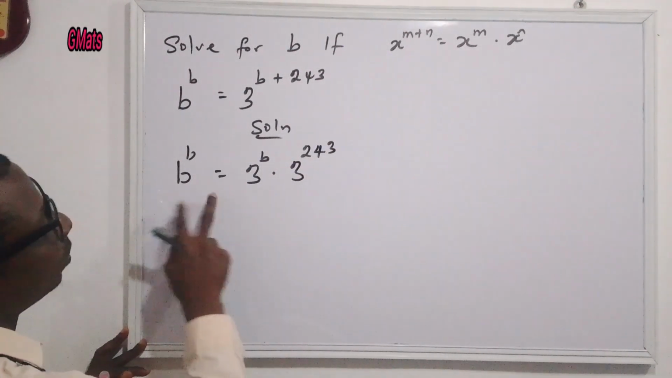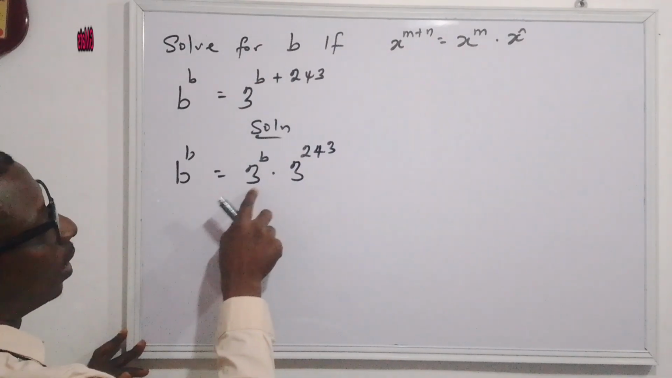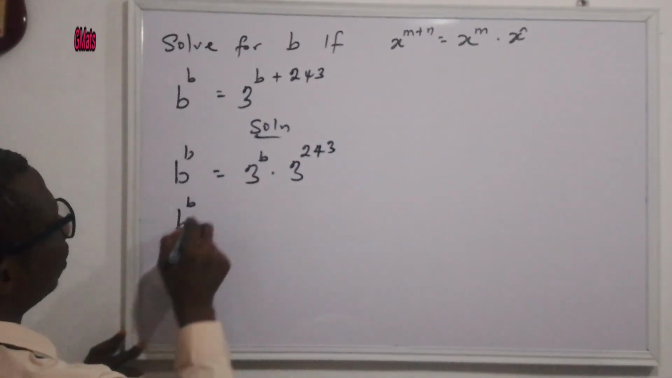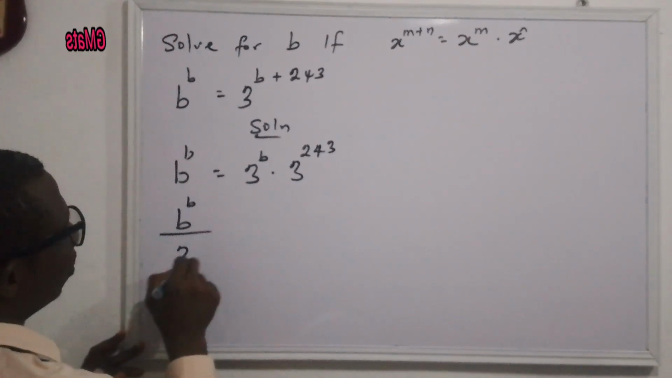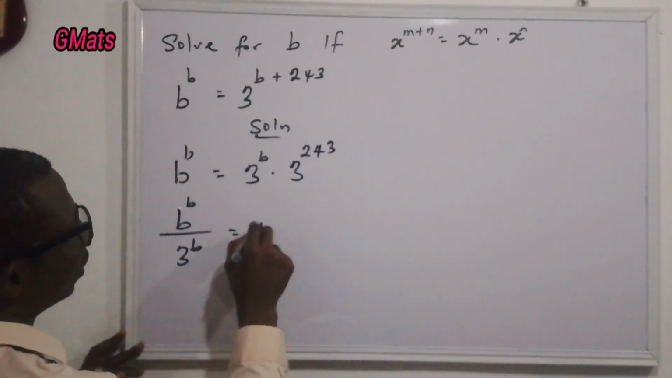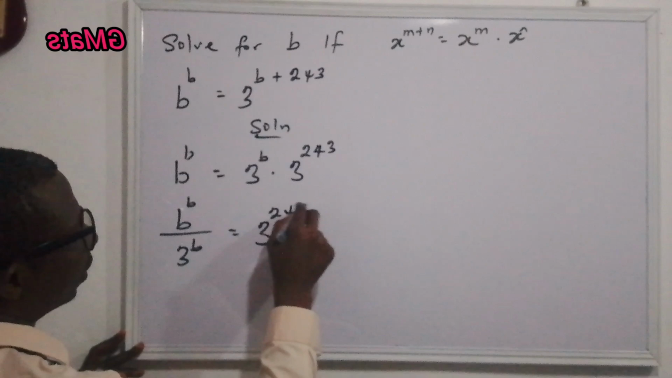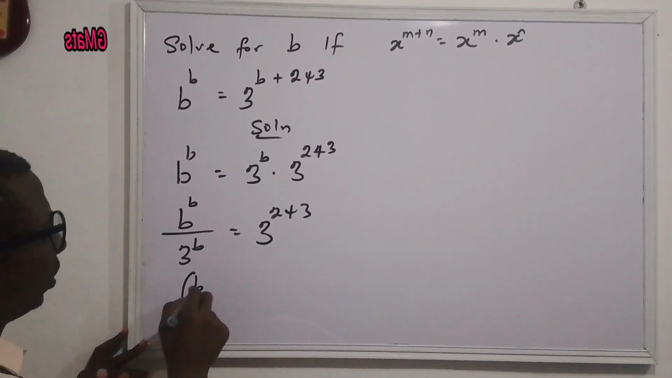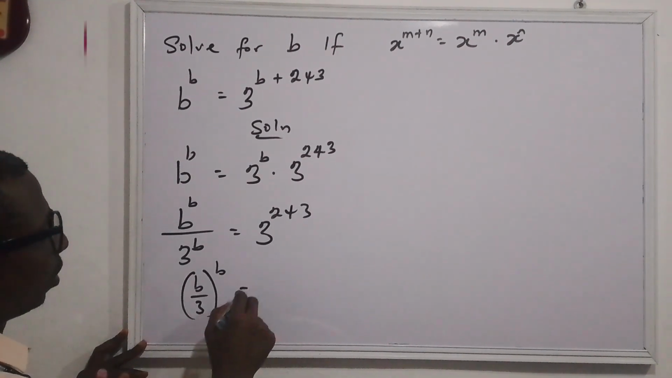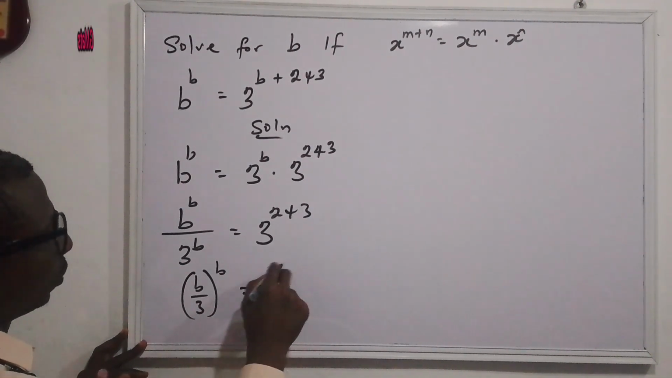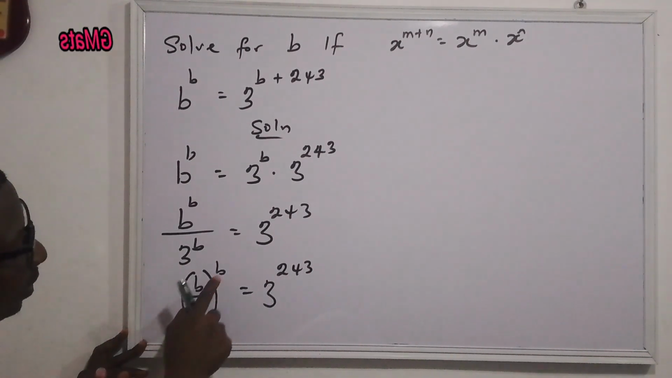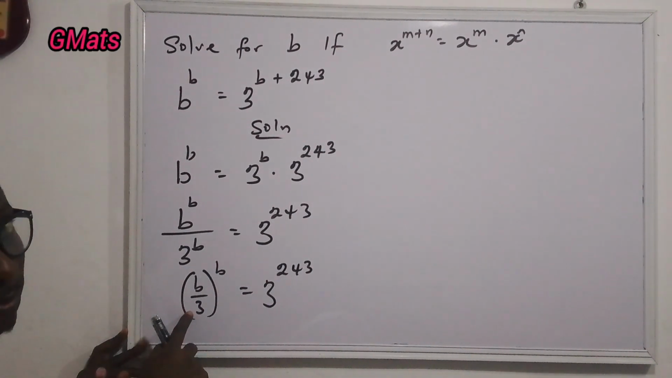Now here you divide both sides by 3 raised to the power of b. So we have b raised to the power of b over 3 raised to the power of b equals 3 raised to the power of 243. Now we can factor out the power. So we have b over 3 raised to the power of b equals 3 raised to the power of 243.